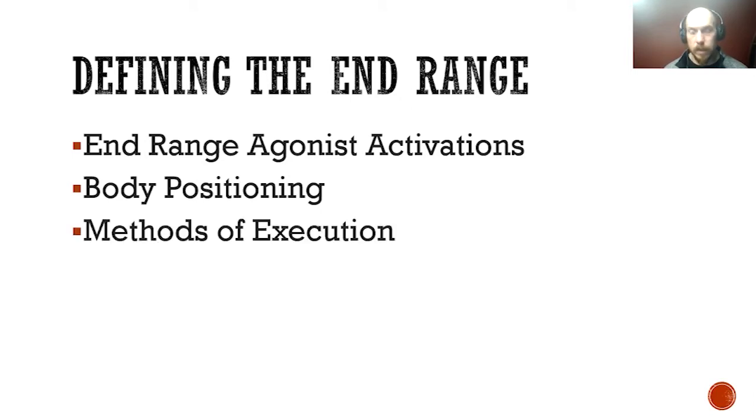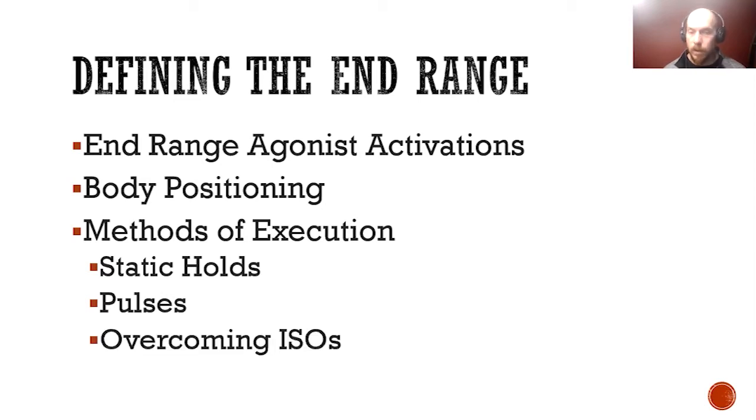And then lastly, we want to be thinking about the methods of execution within this. Choosing the method of execution will be just as important as finding the right body position to get the results that we are looking for. We will focus on 3 methods: the static hold, the pulses, and the overcoming isos. In that order, it's basically easiest to hardest, more advanced, and we will discuss the scenarios and how that can come about.